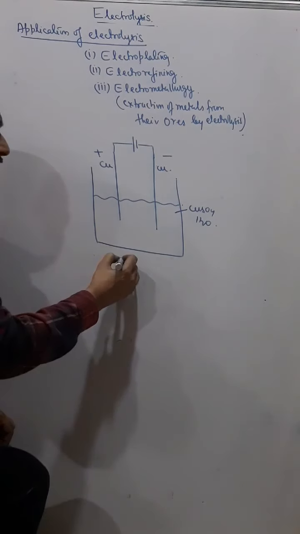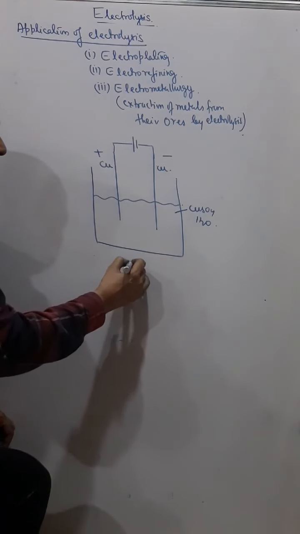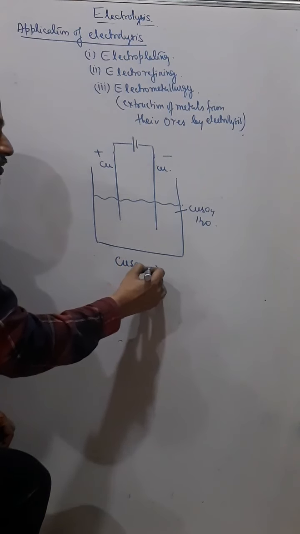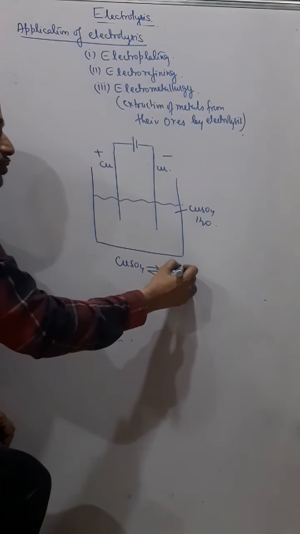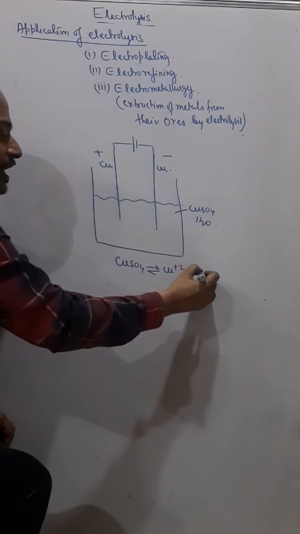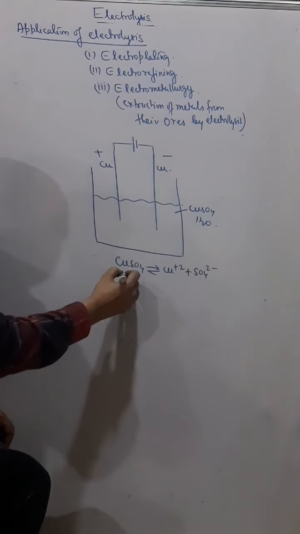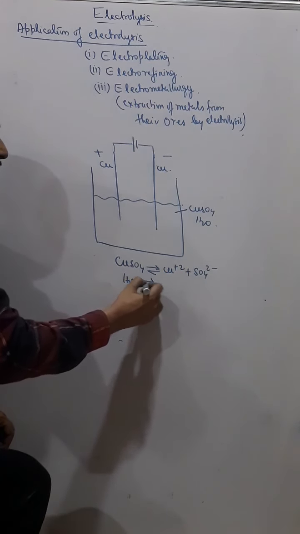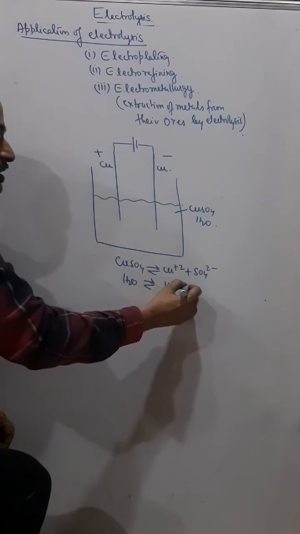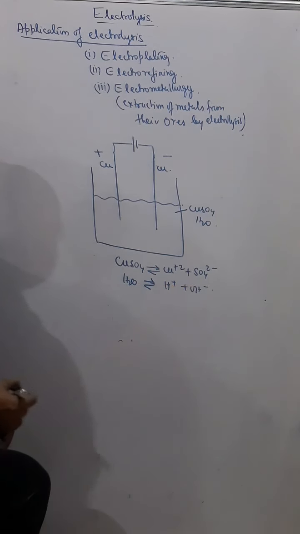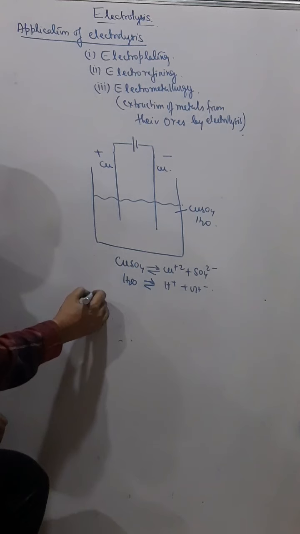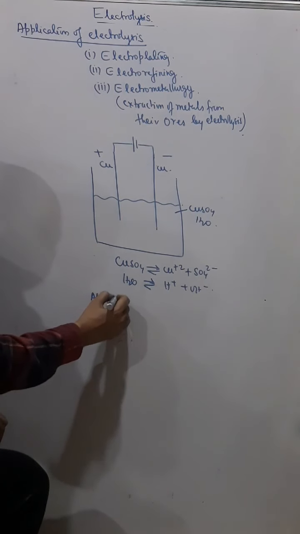And what was happening? CuSO4 dissociates into Cu2+ and SO4 2-, H2O was also dissociating into H+ and OH-, and the reaction at the cathode, what was happening at the cathode?